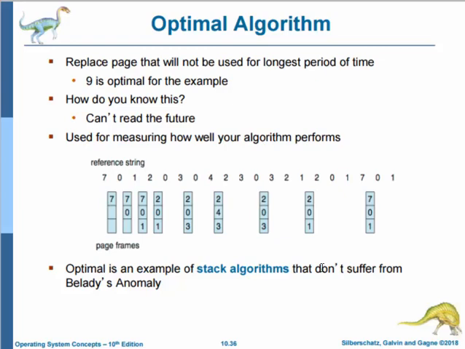Because of Belady's anomaly, another algorithm was developed, and this is what we call the optimal algorithm. This algorithm replaces the page that will not be used for the longest period of time. And that is optimal for the example. So how can we do this? Because we cannot read the future, right? So we are looking for a page that will not be used for the longest period of time.